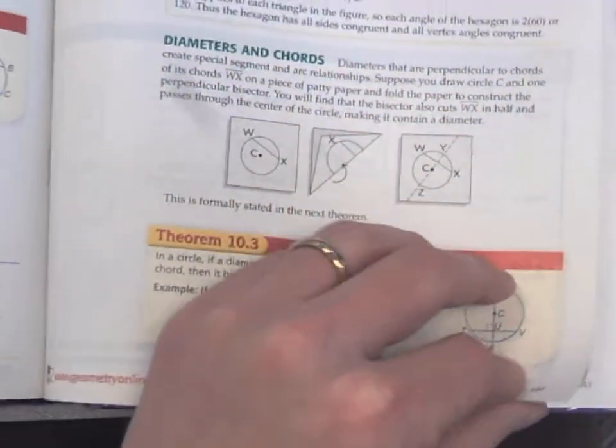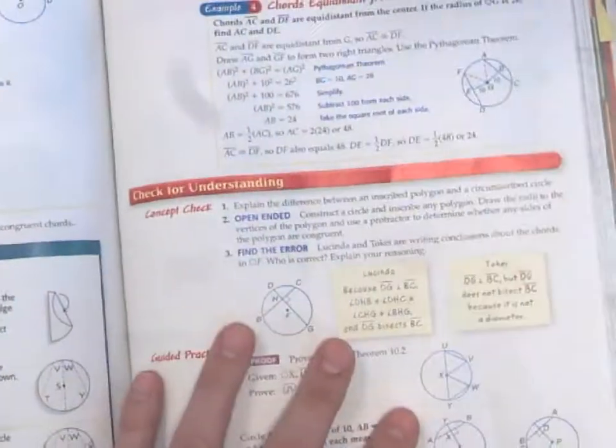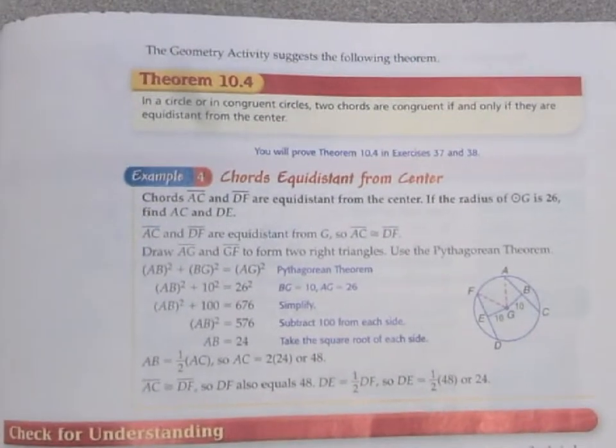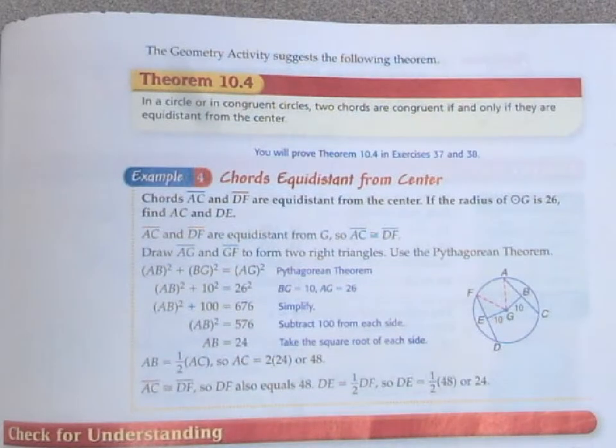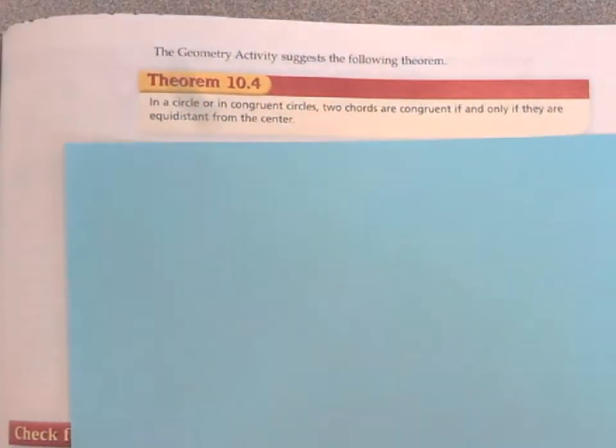The last one is on page 539. It says, in a circle or congruent circles, two chords are congruent if and only if they are equidistant from the center. I think that one deserves a bit of an explanation, so let me see if I can help with that. There's not really a picture here to help you, but I think there probably should be.